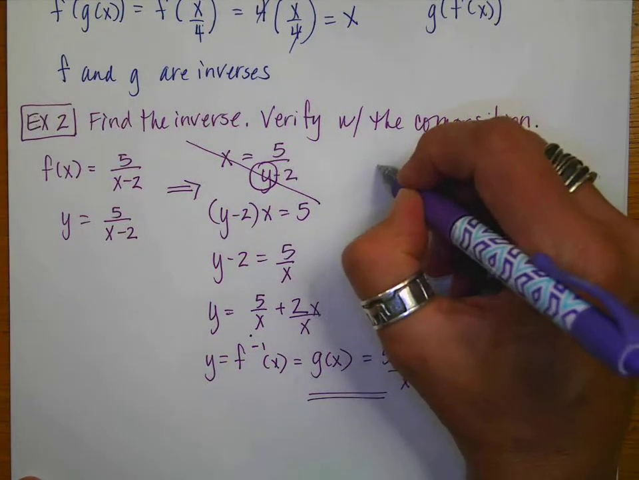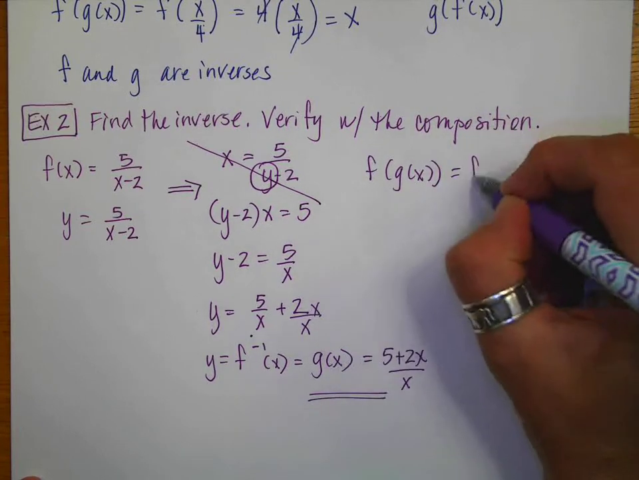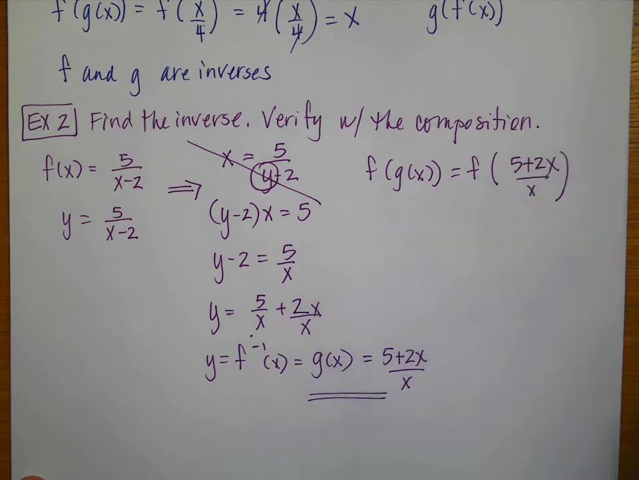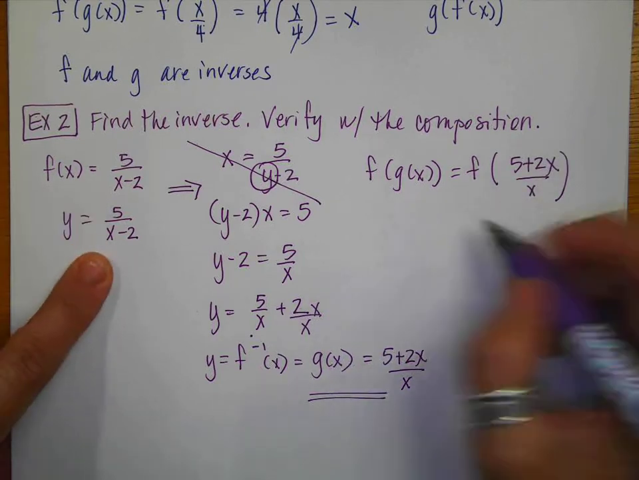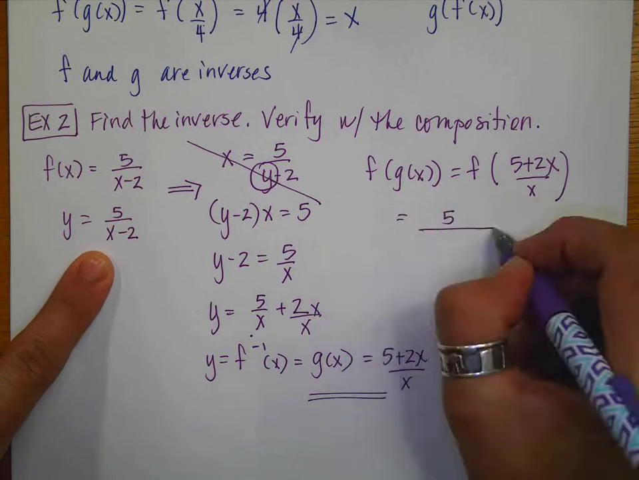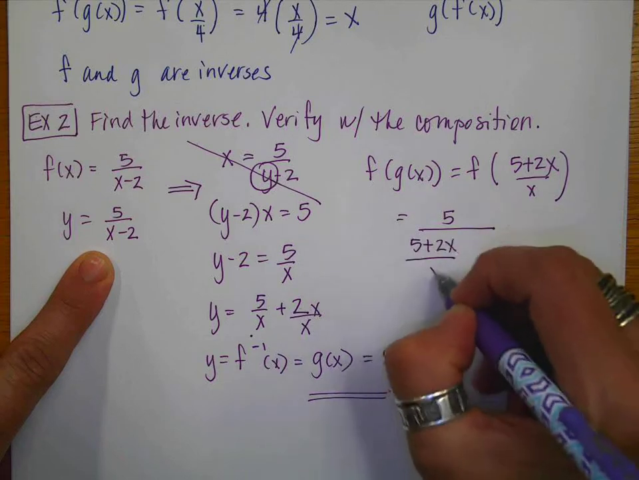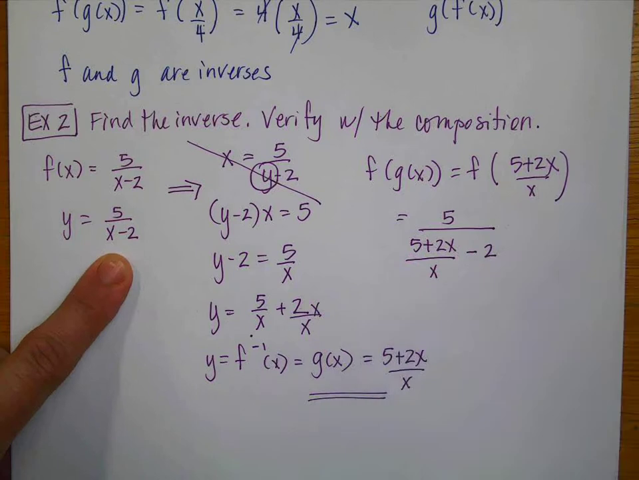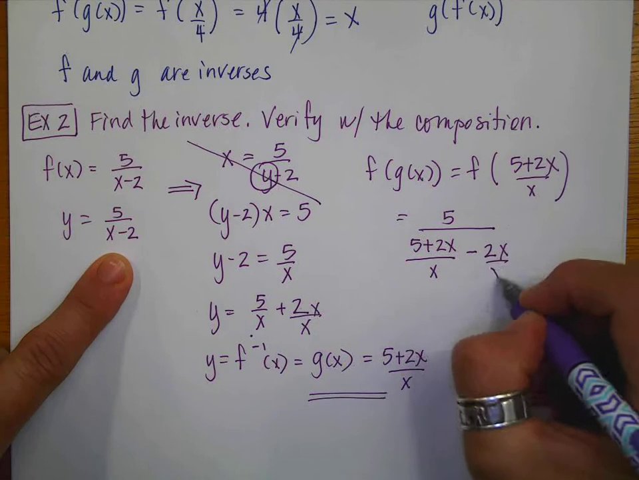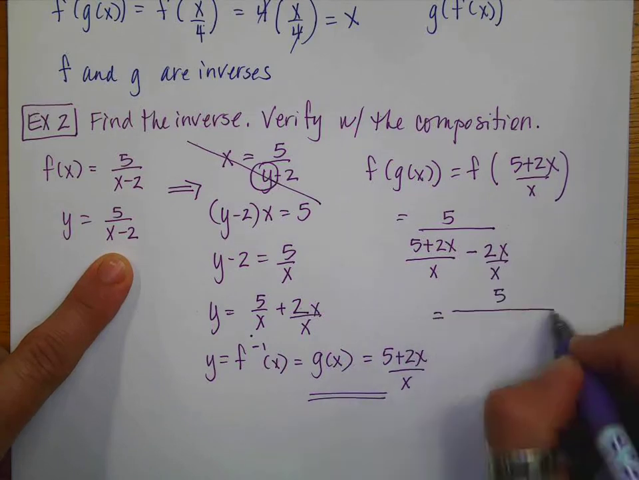Now I want to do the composition because the second part said to verify. So I'm going to do f of g of x. So I'm going to do f of 5 plus 2x over x. Now we're going to have some algebra fun. So this is going to equal 5 over, and then I have 5 plus 2x over x minus 2. Again, I'm going to want to be able to put the denominator together as one fraction, so I multiply by x over x. And I'm just going to keep going down.